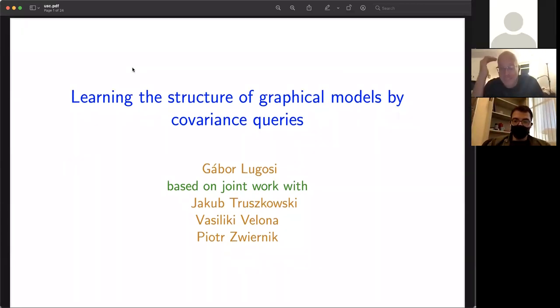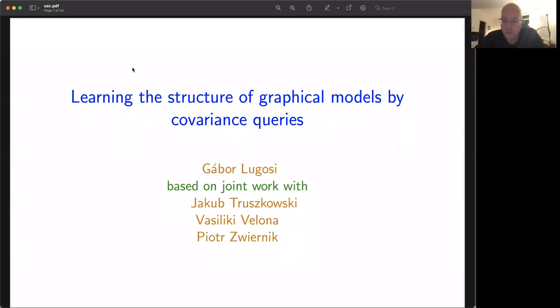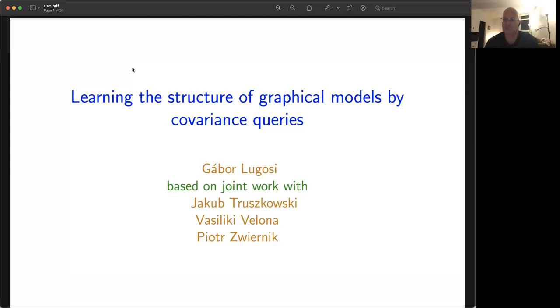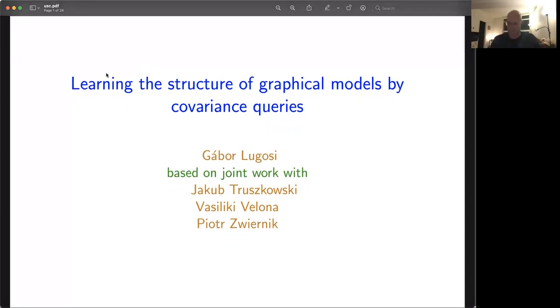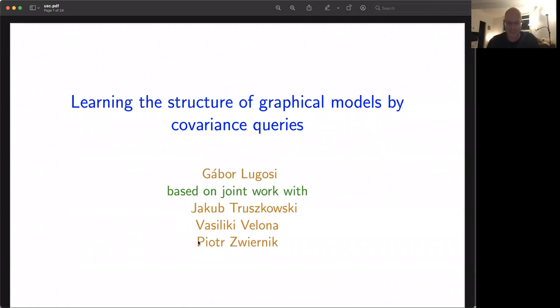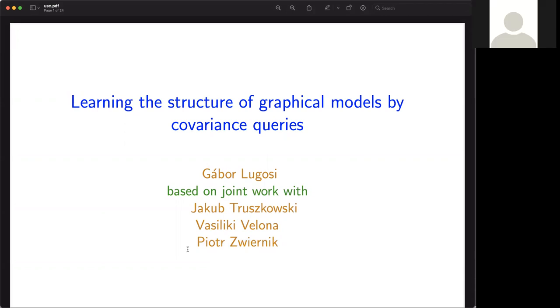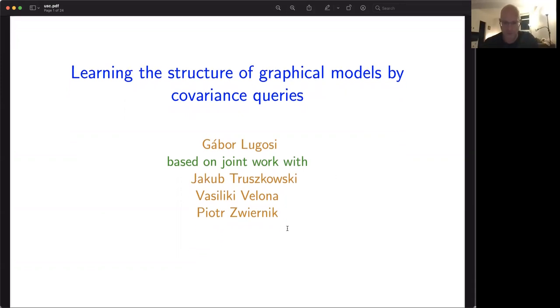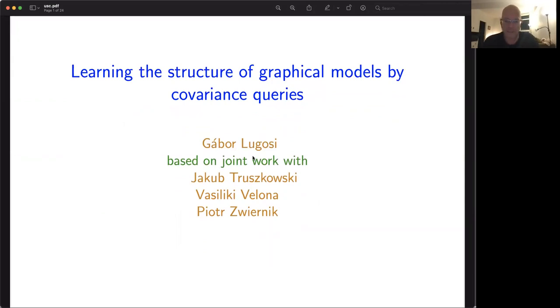So this talk is about graphical models, and I don't know how many of you know about graphical models, but if you don't, then you are like me when we started this project a couple of years ago. This was completely a new area for me, but I think it's pretty exciting. I have this colleague Piotr, who is an expert, and we started brainstorming, and this is what came out. The other co-authors are Jakub Truszkowski and Vasiliki Velona. She's now a postdoc. She was a student at that time.